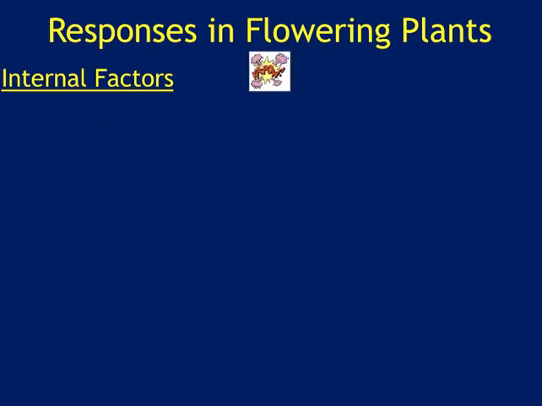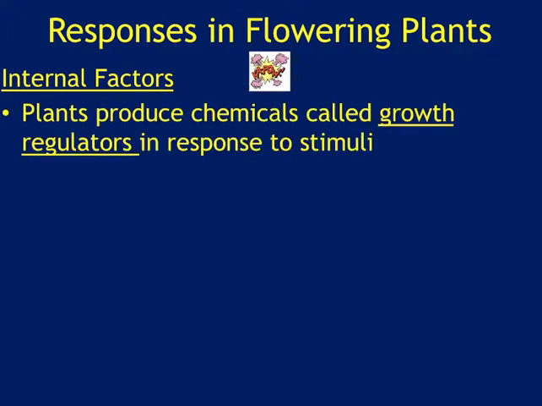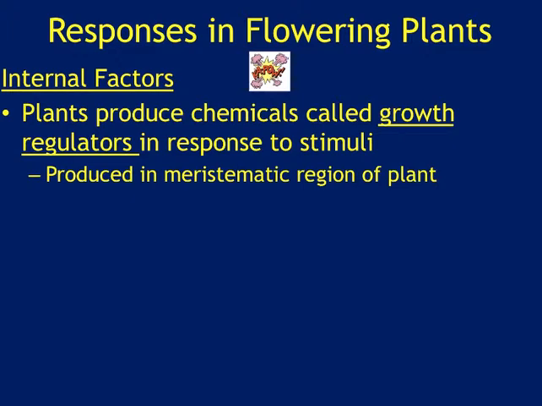So in terms of our internal factors, plants produce chemicals called growth regulators in response to stimuli. Now they're usually producing them in the meristematic region of the plants. We've already done meristems: M for meristem, M for mitosis. And you're going to see the production of these growth regulators in your root tips and your shoot tips, first and foremost.